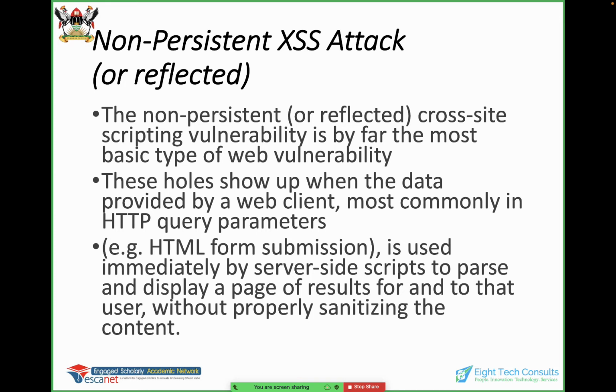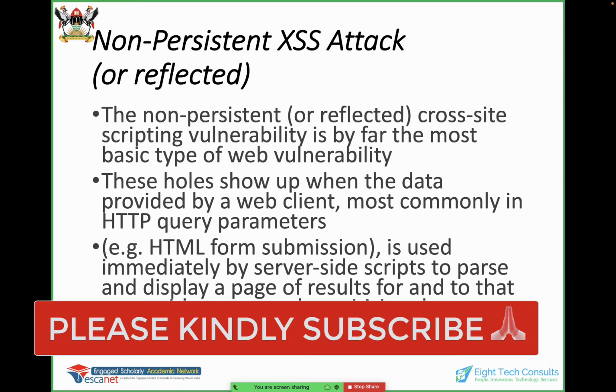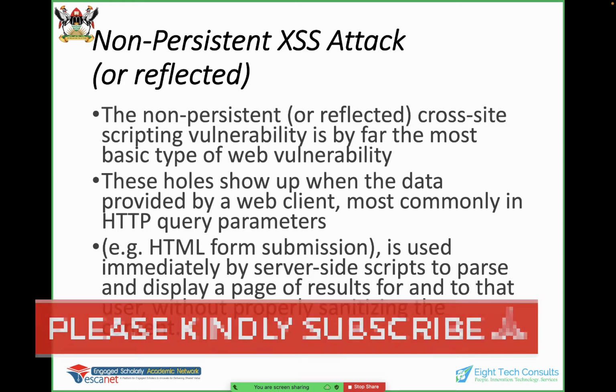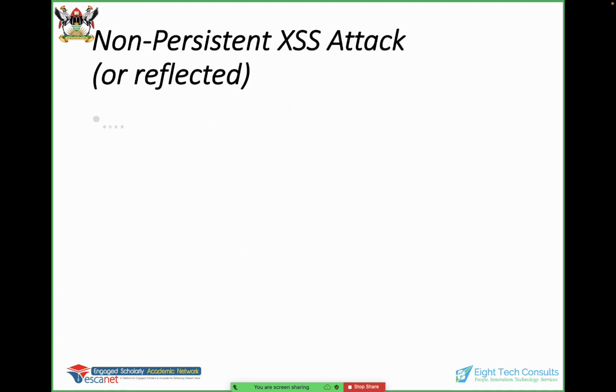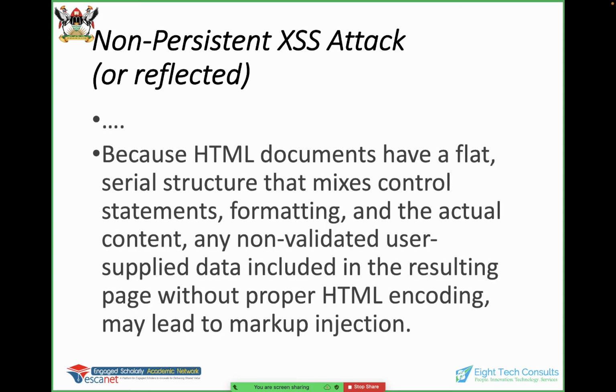For example, if you are a programmer, or you deal with web application development, you know what is meant by GET. Information that comes from the GET can be decoded even from the URL. If someone has a URL, you can hardcode the URL and pass the information through the GET. At the end of the day, the website ends up showing what it's not meant to show. Because HTML documents have a flat serial structure that mixes control statements, formatting, and content, non-validated user-supplied data included in the result page without proper HTML encoding may lead to markup injection.